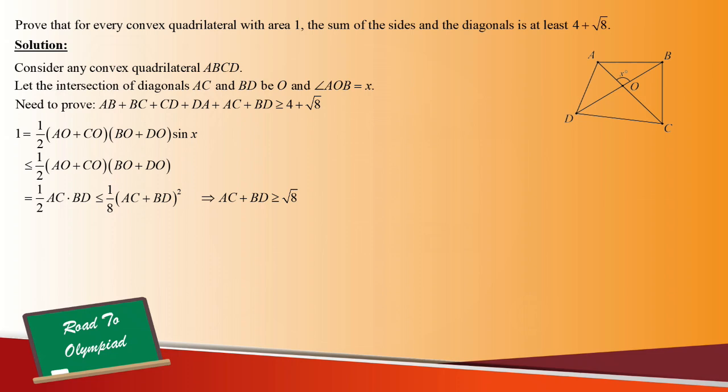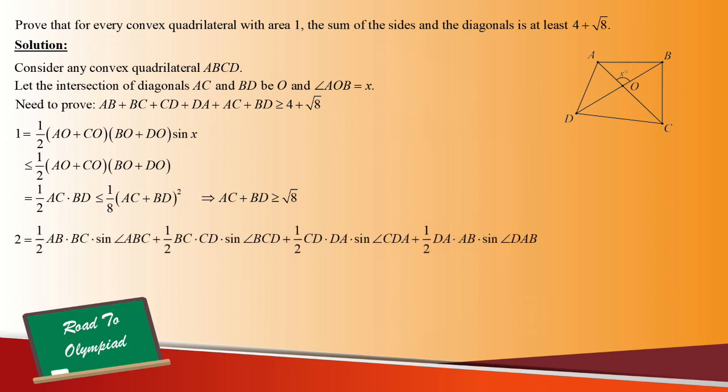Next, notice that the areas of triangles ABC, BCD, CDA and DAB add up to twice the area of the quadrilateral, which is equal to 2. This is simply less than this one, since the angles again are all less than 180 degrees. Factorizing the half, we notice that the expression can be further factorized into half times AB plus CD times BC plus DA.